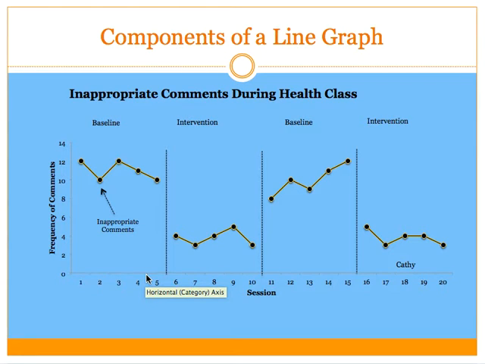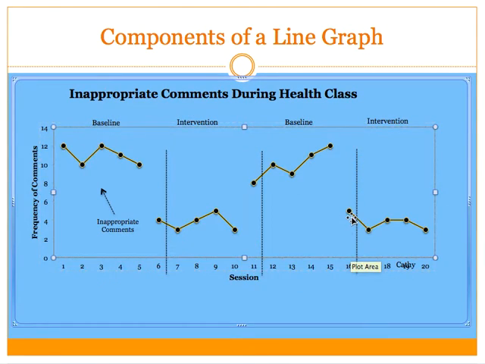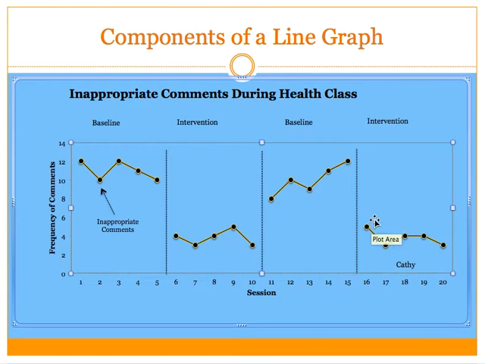Other lines on this graph are your phase change or your condition change lines. Each section here is a phase or a condition. The label above it is the condition or the phase label. It should be centered above the phase. The line that separates each phase or condition is your phase change or your condition change line.